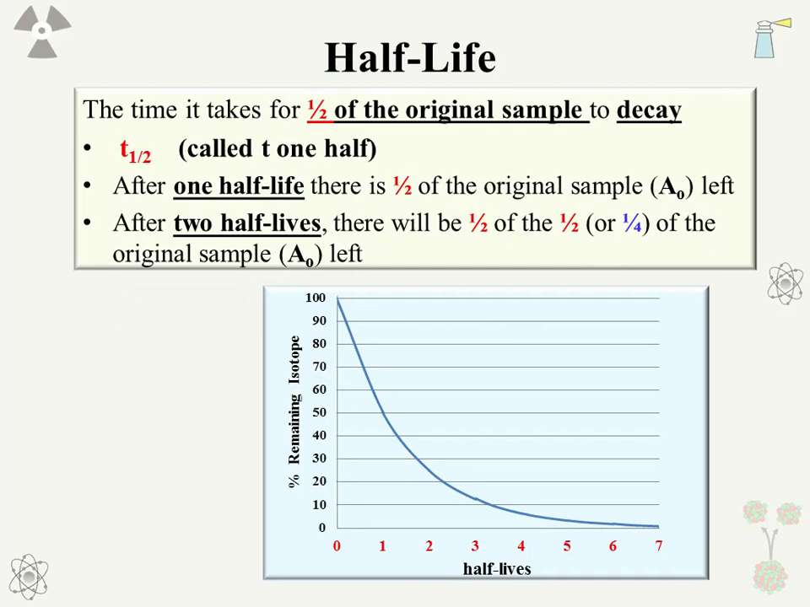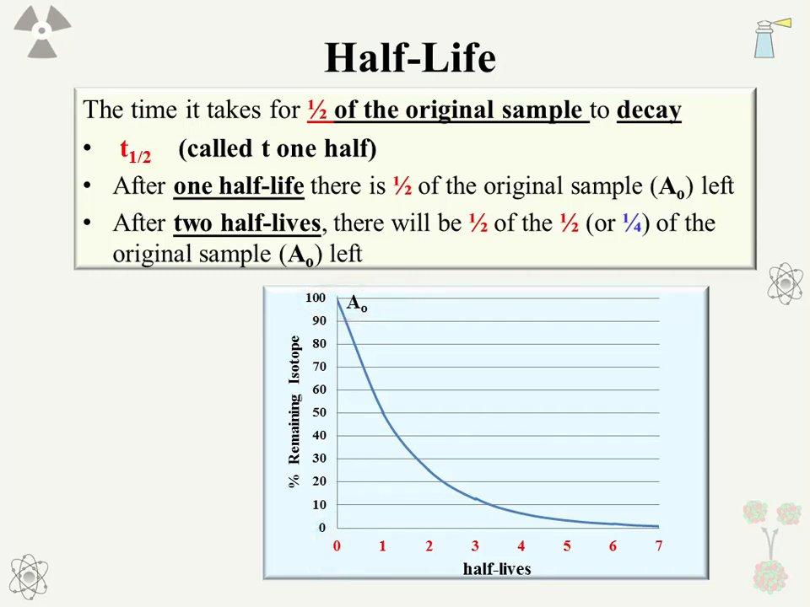This decay curve is plotted with the number of half-lives on the x-axis and the amount or percent of remaining radioisotope from some initial sample plotted on the y-axis. At time 0, no half-lives have passed. 100% of the isotope is present. In the popcorn example, 100% of the kernels are unpopped. That 100% is called the A sub 0 amount, the amount of the original sample.